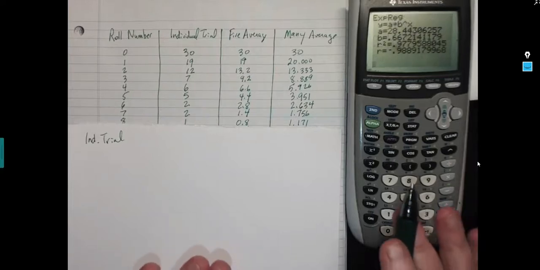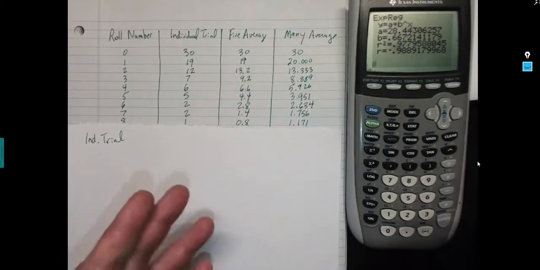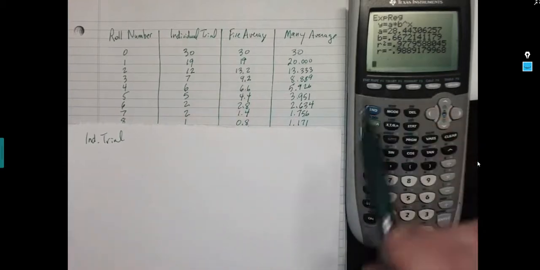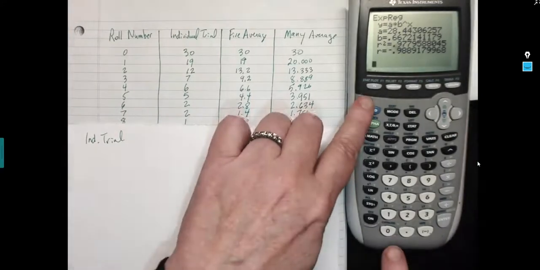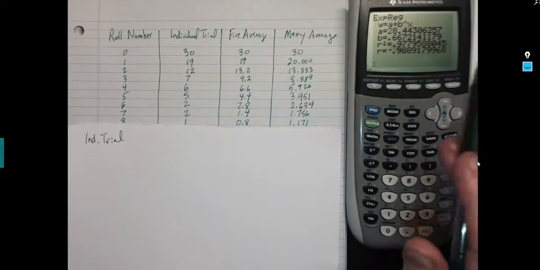Okay, and also you've got to make sure your diagnostics are turned on. If in your lab work they want to know these R squared and R numbers, you press second and the 0 button. That'll get you into the catalog, and you scroll all the way down to DiagnosticOn and press Enter, because we do want that to show for your lab.